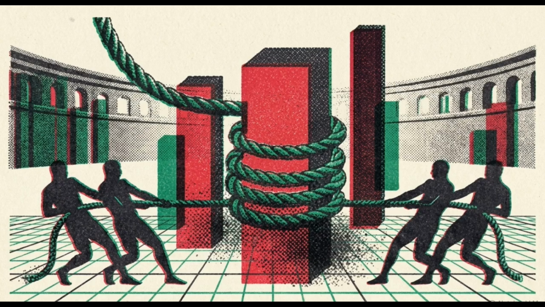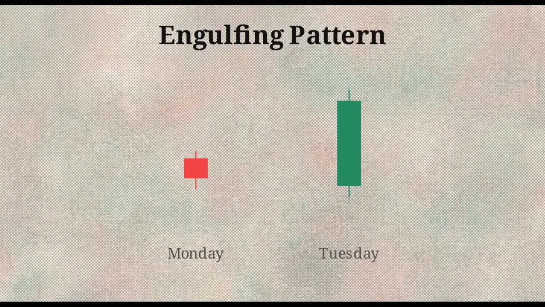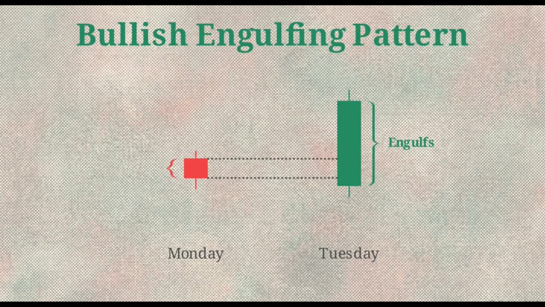Of course, some battles are too big to settle in a single day. The market often takes 2 or 3 matches to reveal a true change in power. Take the engulfing pattern. This happens when one team scrapes by with a tiny victory on Monday, only to face a massive counterattack on Tuesday. The second day's candle is so large that it visually swallows up the entire range of the previous day.